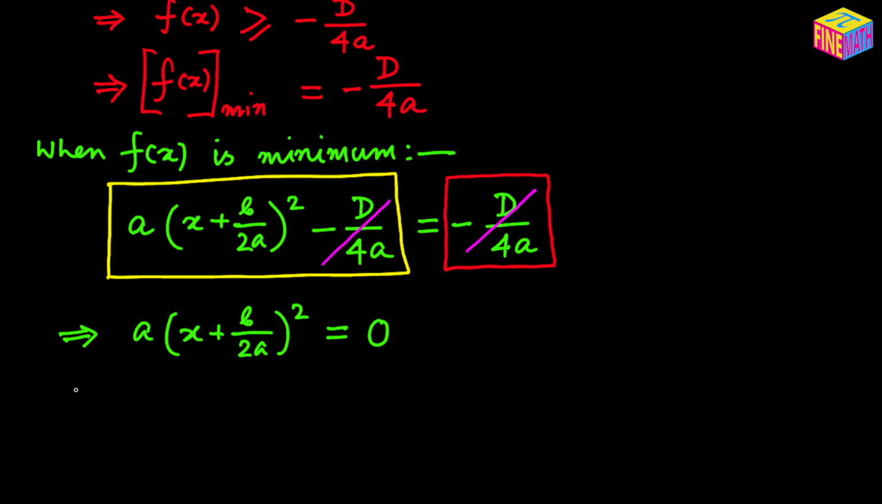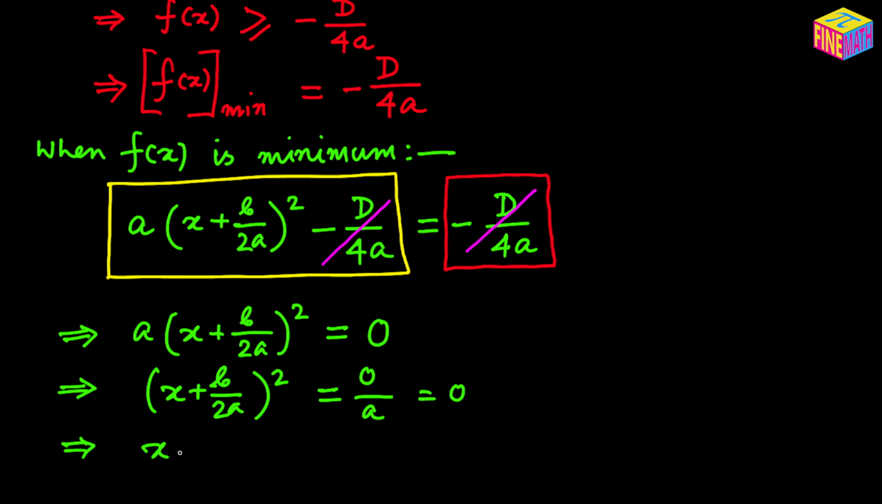And then we can say, now if we divide both sides by a, because a cannot be 0. A cannot be 0 because it's the leading coefficient of a quadratic function. So if we divide both sides by a, we are going to be left with x plus b by 2a whole squared is equal to 0 by a, and 0 divided by a is equal to 0. And from here we can say, now we are going to take square root on both sides. So x plus b by 2a will also be equal to 0, because square root of 0 is 0.